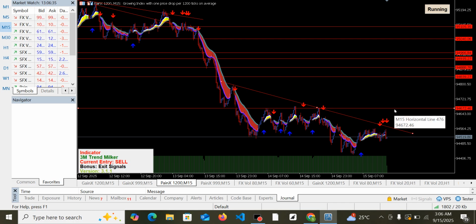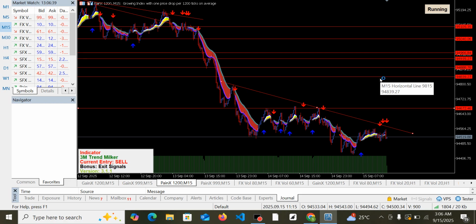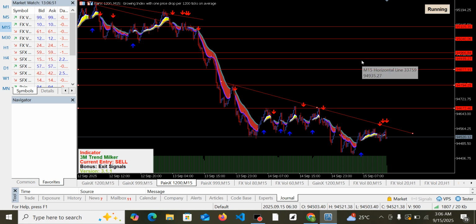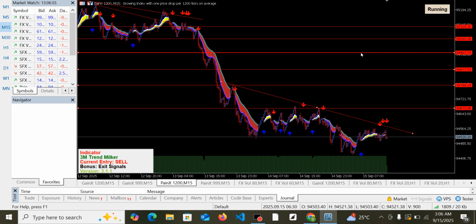Of course we expect it to get to this particular spot first, and if it breaks out from there, then we should be expecting it at this spot as our next TP. And if it breaks out from there, then this is the next spot. And if it breaks out from that particular spot, then it should be coming towards here. So all these are very, very important.